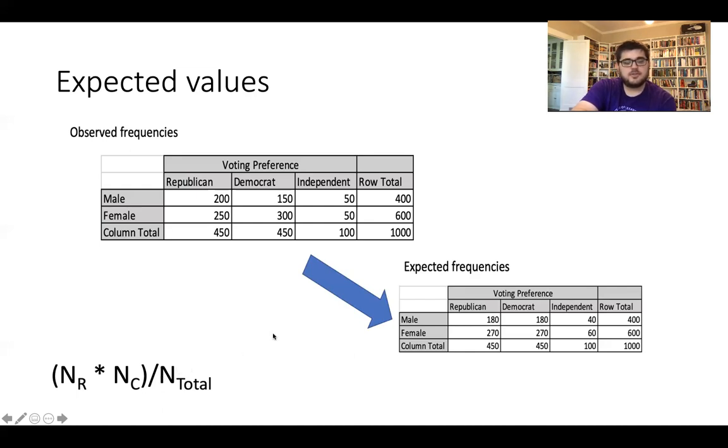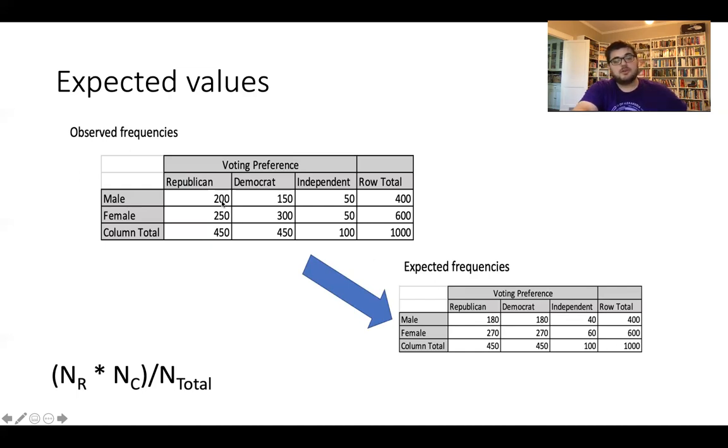So you start with male Republicans. The column total is 450. That's Republicans disregarding male versus female. The row total is 400. That's the amount of men disregarding voting preference. So 450 times 400 divided by 1,000. There's 1,000 people in the data overall. When you crunch those numbers, you get 180. And you just apply that formula for each cell in the data.